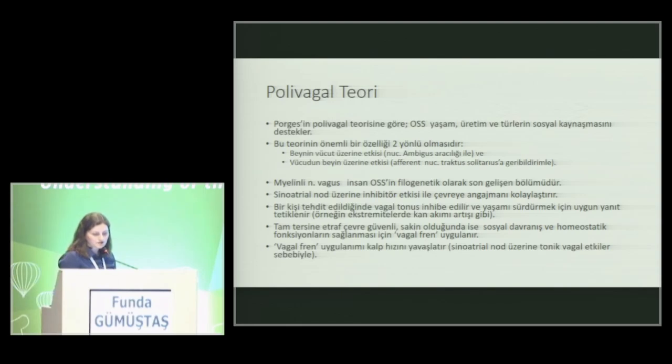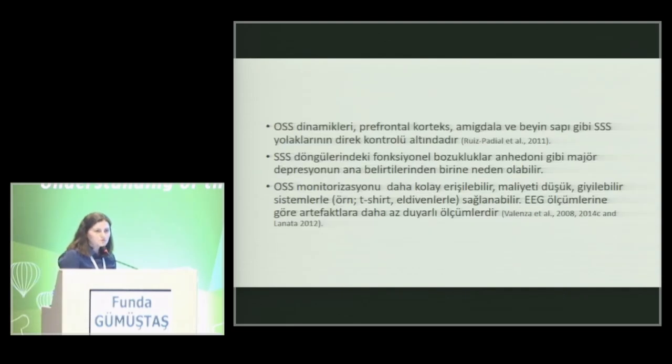The engagement with the environment will be much easier. If someone is under threat, the vagal tonus will be inhibited, and in order to survive, the necessary response will be triggered. When there is no threat, then the social behavior and homeostatic functions will be used. The vagal brake will be used, and that will indeed reduce the heart rate.